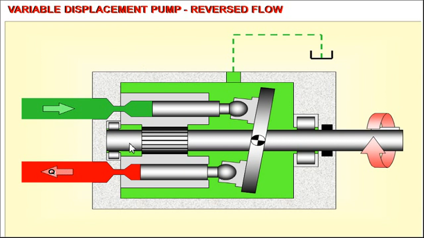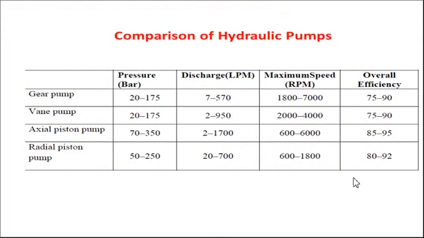This capability gives this type of pump a great advantage in agricultural applications, like tractors, where you need torque on both sides. That means we need rotation as well as torque in both directions, clockwise as well as anti-clockwise. So these are the ranges at which the different types of pumps can operate.